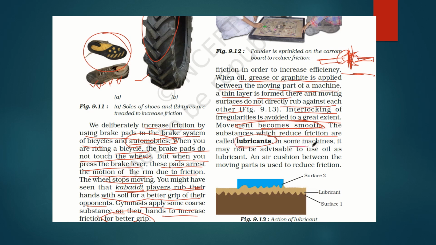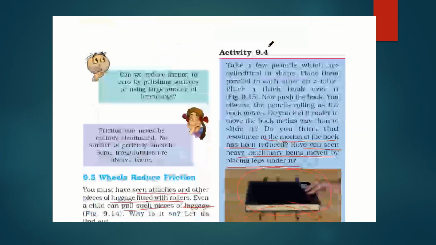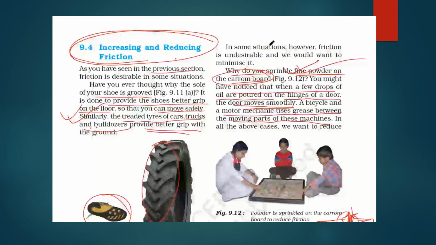Okay, now in some machines it may not be advisable to use oil as a lubricant because an air cushion between the moving parts is used to reduce the friction. So in certain cases you use a lubricant, but in other cases the air cushion helps to reduce the friction between the moving parts. Okay, so this is all about increasing and reducing friction in our daily lives. So this is all about your friction lesson.